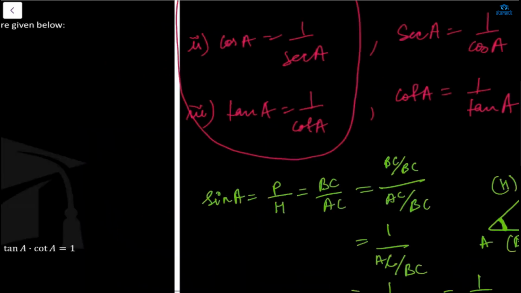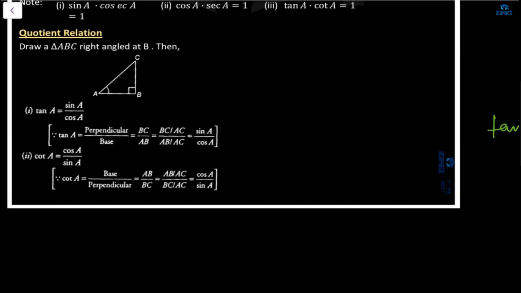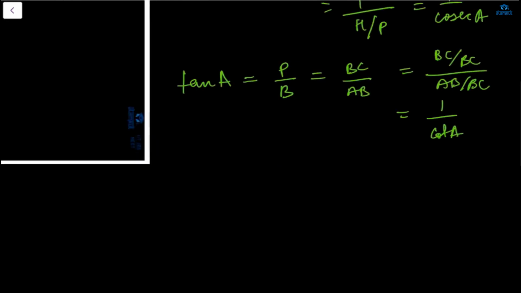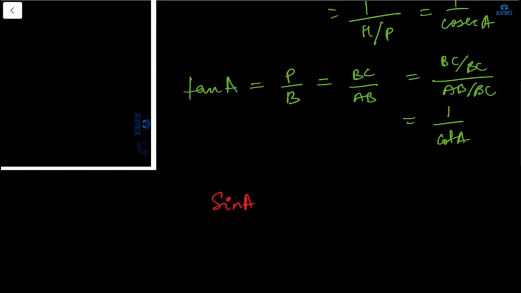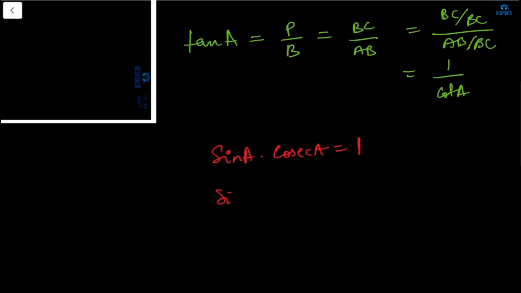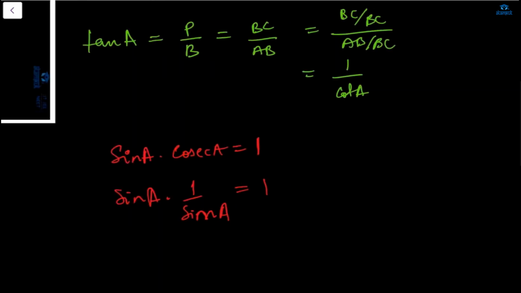Understood? I hope you have understood. Now let's see the other relation, that is the quotient relation. But just let me tell you, since sin A is equal to 1 upon cosec A, the reciprocal relation, if you write sin A multiplied by cosec A, you are going to get 1. Why? Just see here that sin A and cosec A can be written as sin A and 1 upon sin A. Both will cancel and you will get 1. Similarly, cos A multiplied by sec A will give you 1, and tan A multiplied by cot A will give you 1. So remember this, because when you are solving problems based on trigonometry, these formulas are going to work there.